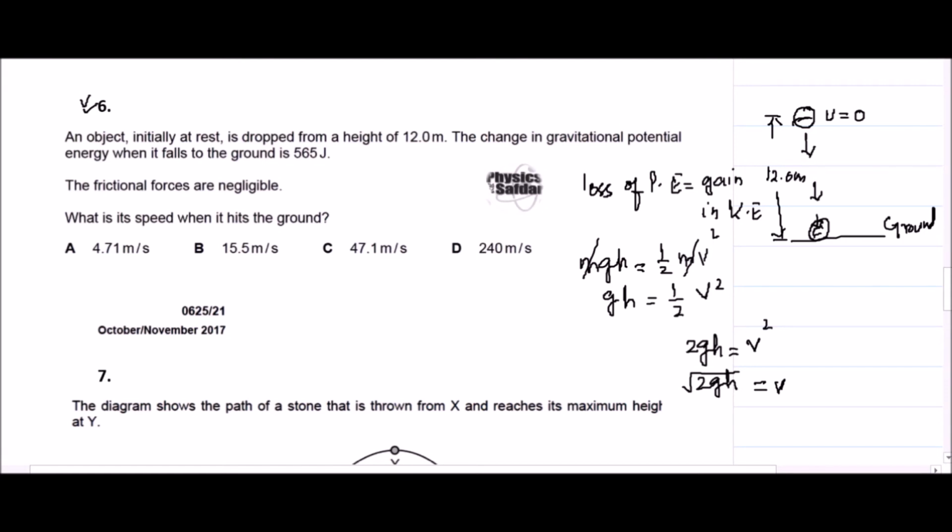Now you can substitute all the numbers. 2 times g, you know well, it is 10 on the surface of earth, and h is given as 12.0. Take the square root, then we get 15.49, and that is equal to 15.5 with unit meter per second. So look at the options. Option number B is the correct answer.